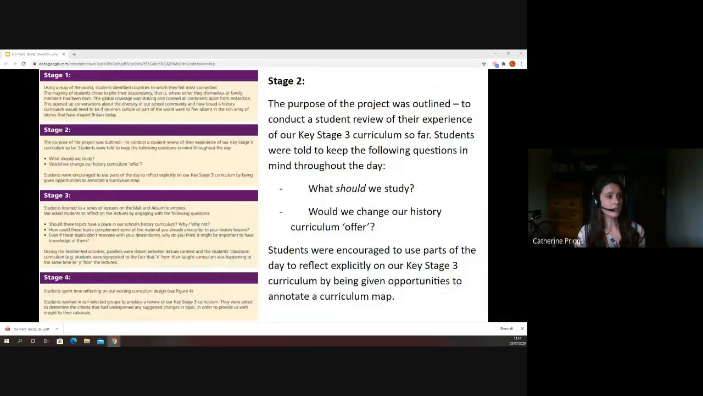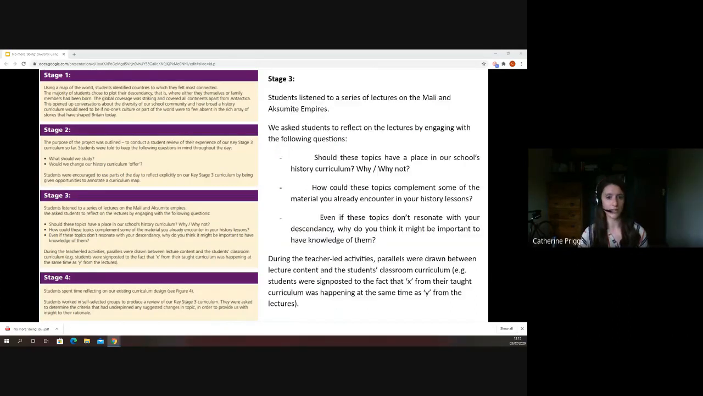Then the purpose of the day was outlined to students. So we asked them to keep these two questions: what should we study, and would we change our curriculum offer, in mind throughout the day. And we also gave them a Key Stage 3 curriculum map and got them to annotate that throughout the day to record their thoughts as they went. And then students listened to the lectures that I've mentioned, and these were focused on the Mali and Aksumite empires. And within that, we did take a kind of meanwhile elsewhere approach and signalled at which point students had studied something that was happening concurrently in the West.